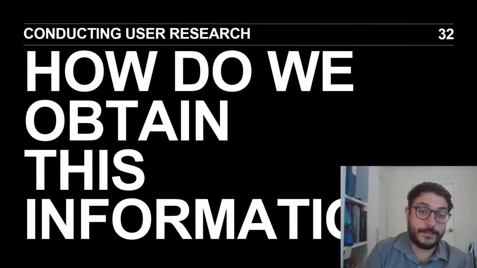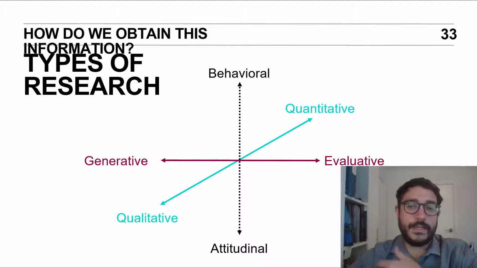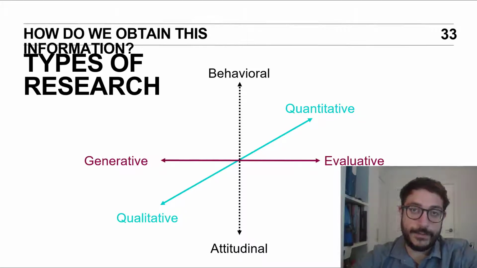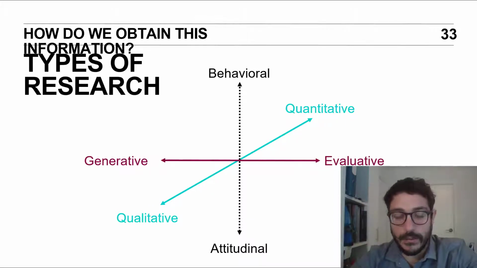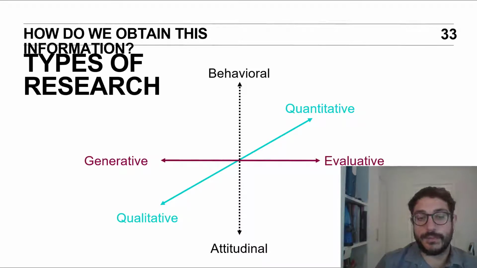So how do we obtain this information? We have to look at the different types of research. So this graph kind of shows the different types of research that you might have. We have behavioral, we have attitudinal, we have quantitative versus qualitative, we have generative versus evaluative. Generally, the most important one would be whether it is quantitative or qualitative. Quantitative is, for example, how many times. Qualitative is every time you do it, how do you do it?